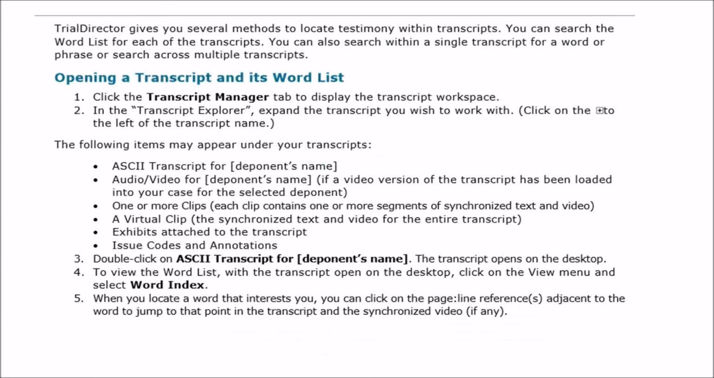And then to view the word list within the transcript, you click on the View menu and select Word Index. And when you locate a word that interests you, you click on the page line reference adjacent to the word to jump to that point in the transcript and the synchronized video if you have that connected.